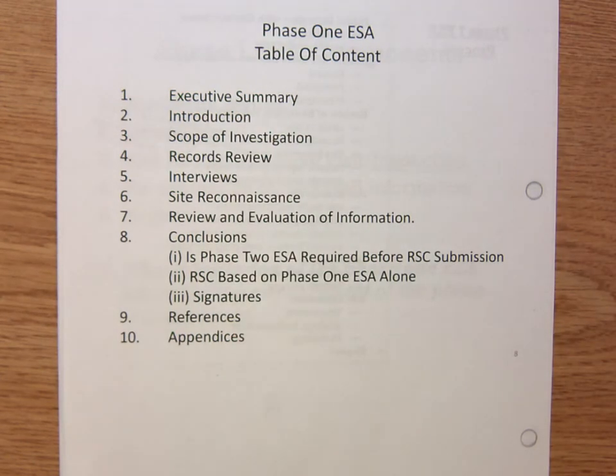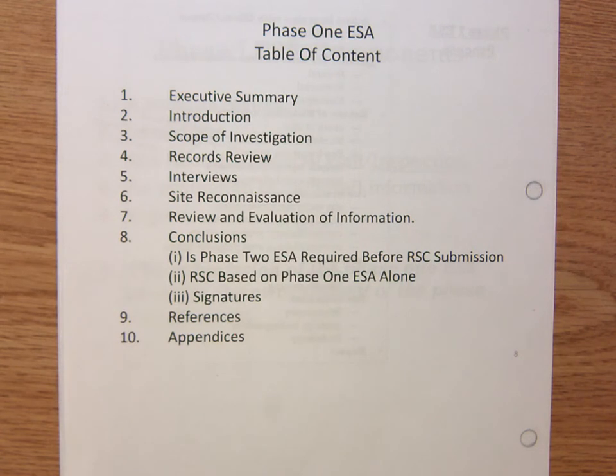So here we want to discuss what should be included in a Phase 1 Environmental Site Assessment Report. This page shows, it's page 8 of your handouts, an example of a table of contents that you could actually use for your Phase 1 Environmental Site Assessment. This table of contents includes executive summary, introduction, scope of investigation, record reviews, interviews, site reconnaissance, review and evaluation of information, conclusion, references, and appendices.